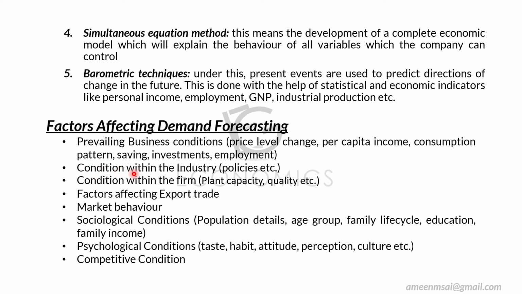That's what we said. The second point is condition within the industry. So what are the industrial policies taken by a government or the international organizations? So demand forecasting will also depend on that. The third one is condition within the firm. What is the plant capacity? For example, your plant is capable of only producing 100 units a day, and in the next 10 years you are planning your company to increase the production to 200 units per day. But without increasing the plant size you can't do that, isn't it? So that's what we said. The plant size, the condition of the firm will of course affect demand forecasting.